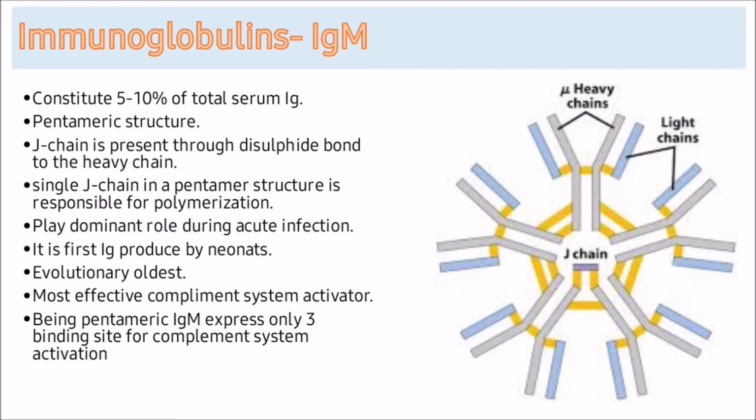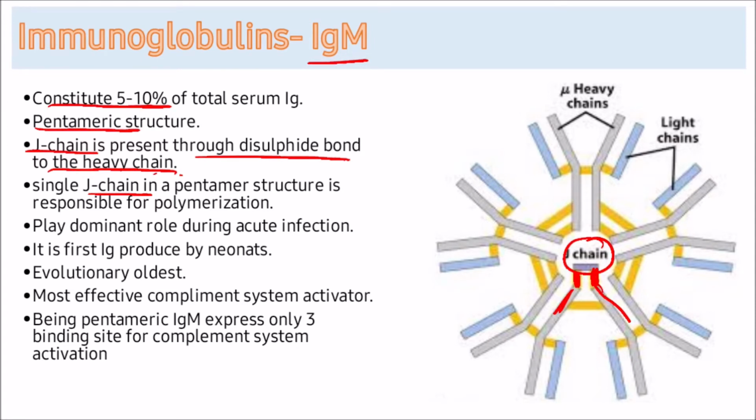Coming to our next immunoglobulin, that is IgM. It constitutes approximately 5 to 10% of total serum Ig. It is pentameric in structure, as we can see in this picture also. The J chain is present through a disulfide bond to the heavy chain. Here is the longer chain, the heavy chain, and the J chain is attached through this yellow colored disulfide bond to the heavy chain of this immunoglobulin. A single J chain is responsible for the polymerization of this whole pentamer.